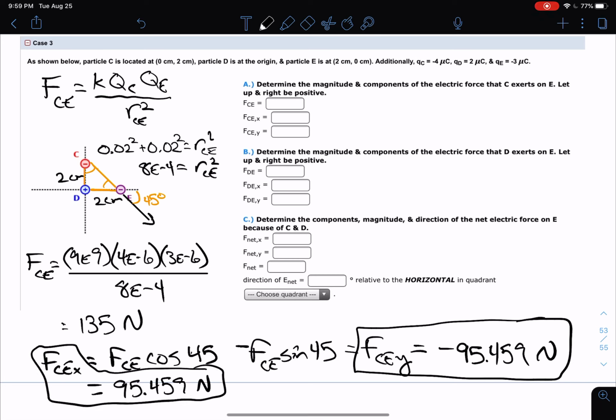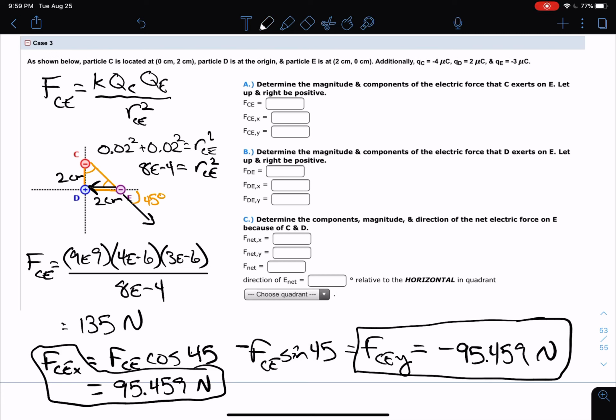For FDE, that vector, you can see here, these are opposite polarities, and so there's going to be an attraction. So that force is going to be pointing this way, straight to the left. I'm going to leave it for you to get the components for that one. Once you've got your components, though, you know what to do. You need to, because you're trying to get the net force.